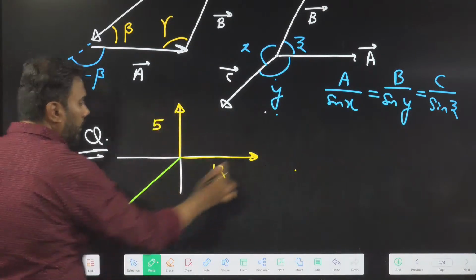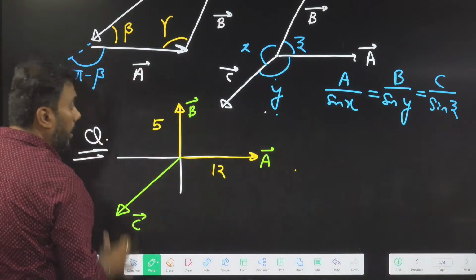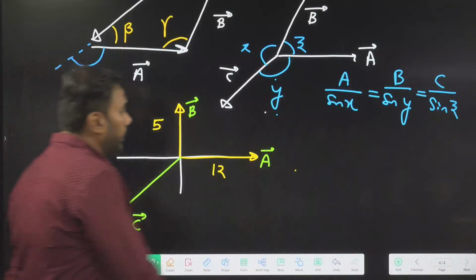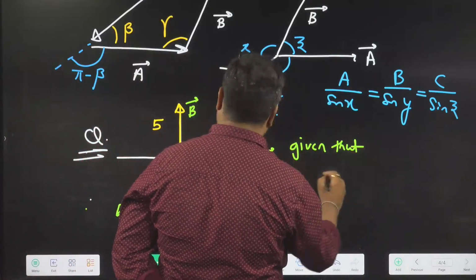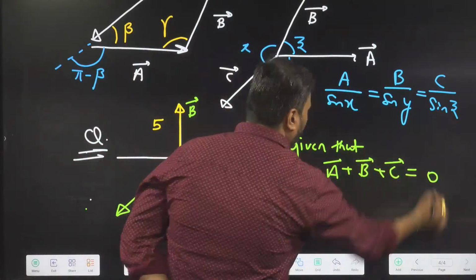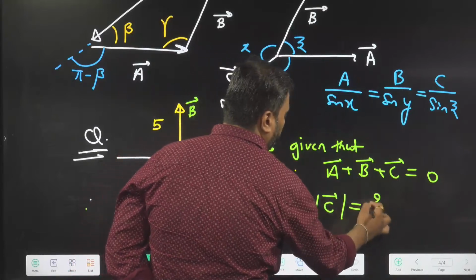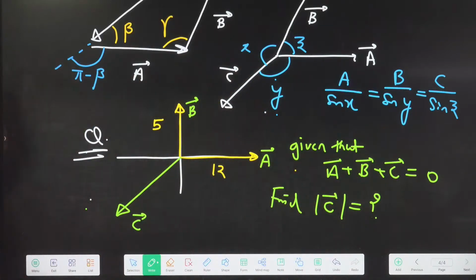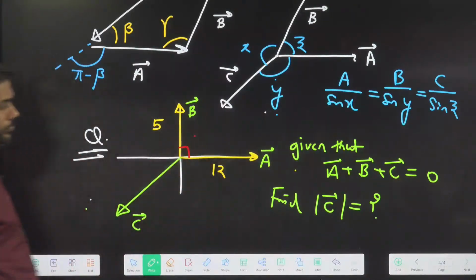These three vectors, let's call them A, B, and C, are summed up to 0. It's given that A plus B plus C is 0. Then find the magnitude of vector C. And you can see in the diagram that A and B are perpendicular.